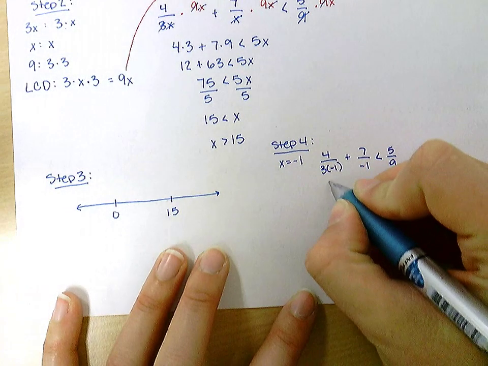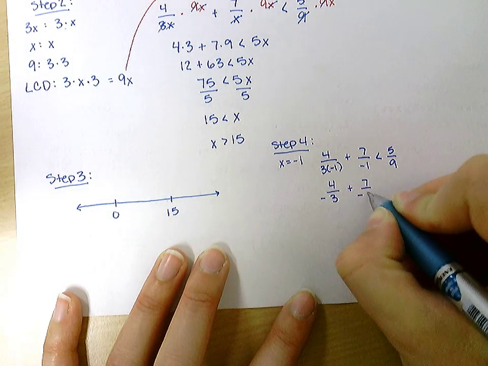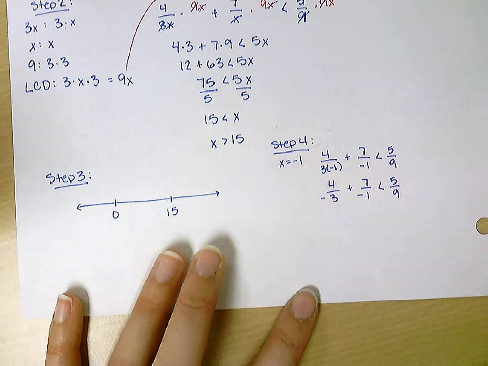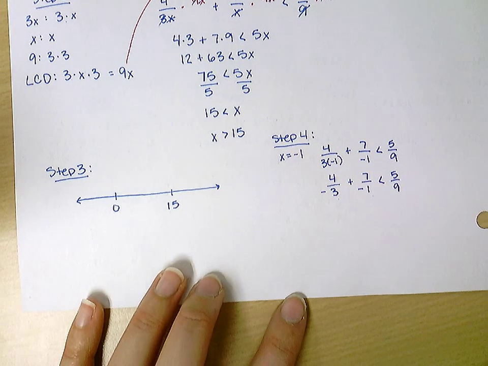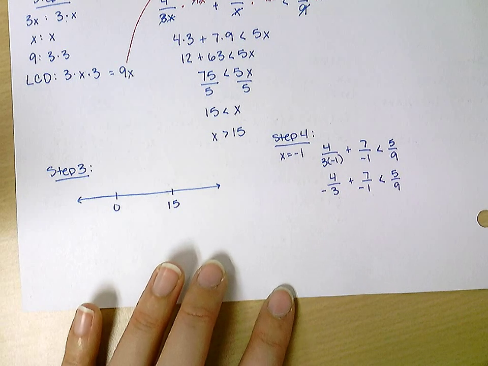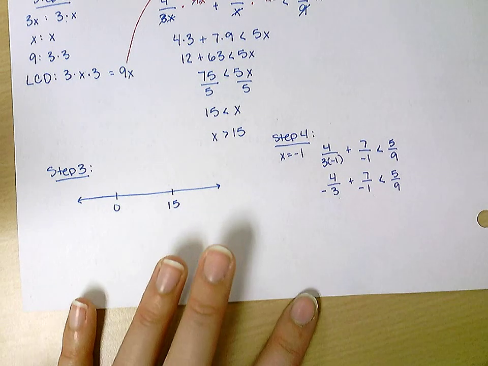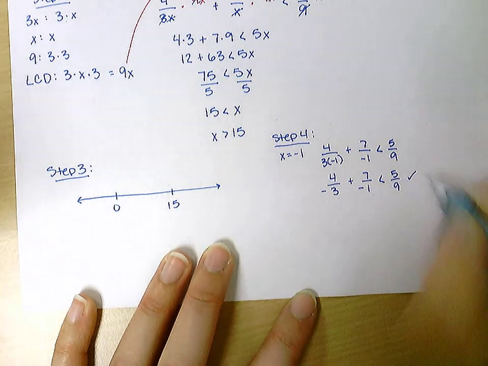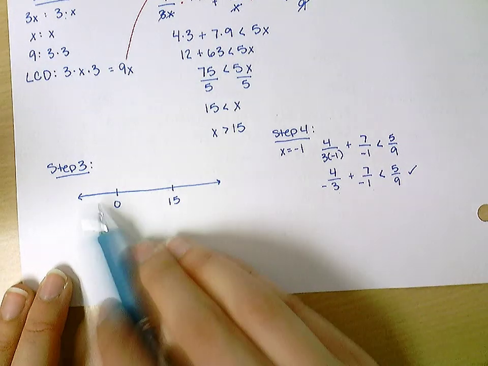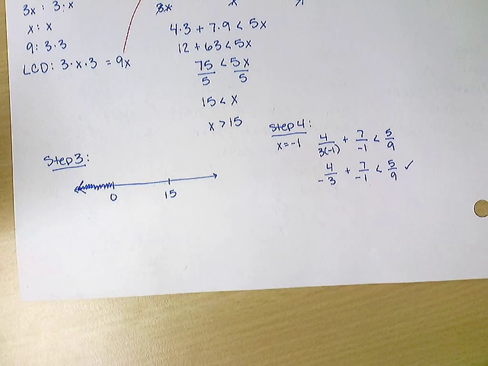Okay, so here I would have 4 over negative 3 plus 7 over negative 1. Now if I add these two fractions together, it's going to result in a negative, right? If I add those two fractions together, it results in a negative. Is a negative value less than 5/9? Yes. So this works. Okay, so I tested -1, that was on the left of 0. So I know I can plug in values that are less than 0 for this to work.